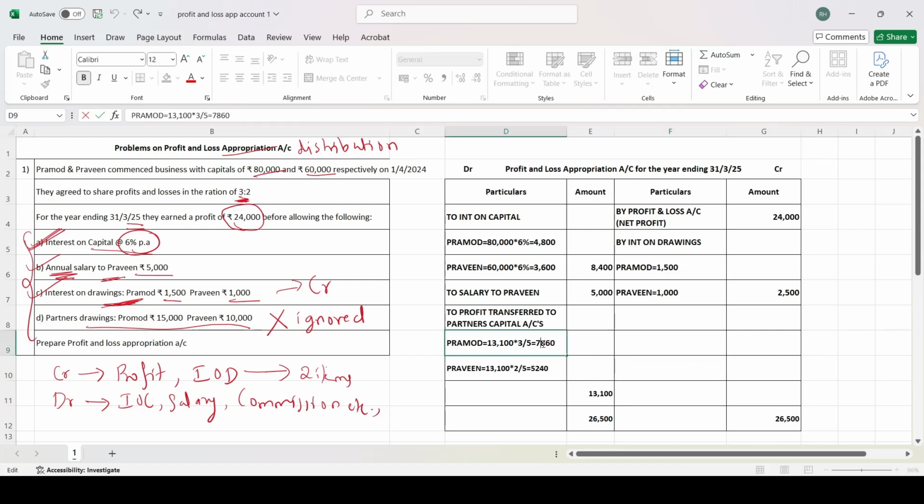Hope you people understood how to solve the P and L appropriation. It is very simple and very easy. That's why I am going to solve only 2 to 3 problems. This is the basic simple problem which I have taken for you people. One thing, keep it in your mind. In the credit side, you are going to get only profit and interest on drawings. Remaining everything you have to write in the debit side only. And if drawings are given in the problem, drawings should be ignored.